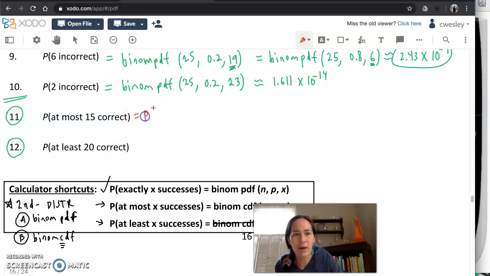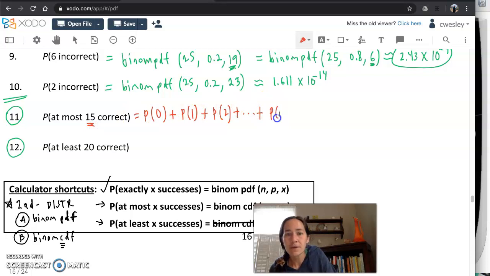This is like saying the probability that I get, since I can only get a discrete number of problems correct or incorrect, 0 correct, right? That would be the lowest amount I could get correct on that test. What's the next amount? I could get 1 correct. Another case would be that I get 2 answers correct. All the way up through, what's the last case we care about? At most 15. P15 there.